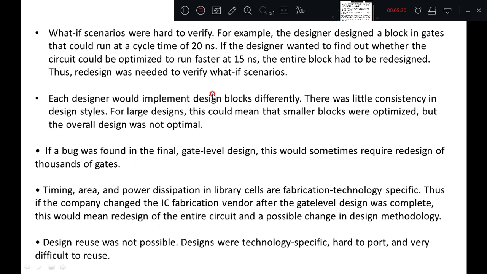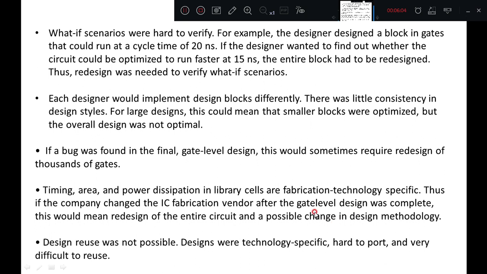Each designer would implement design blocks differently. There was little consistency in design styles. For large designs, this could mean that smaller blocks were optimized, but the overall design was not optimal. If a bug was found in the final gate level design, this would sometimes require a redesign of thousands of gates.